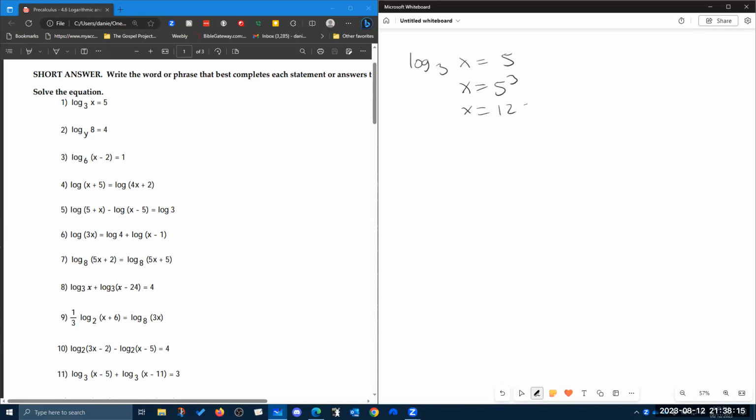So x is 125. If log base y of 8 is equal to 4, then y to the fourth is equal to 8, and y is equal to plus or minus, not plus or minus because y has to be positive, the fourth root of 8. So that is a good enough answer right there. This is 2 to the 3/4 if you would like.